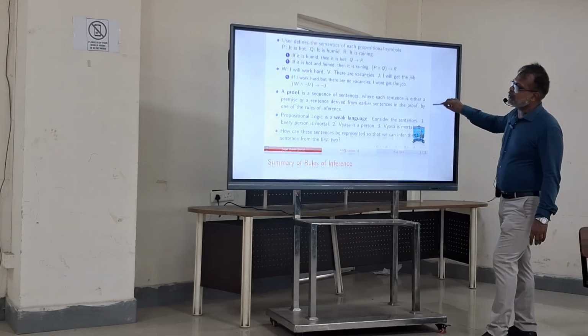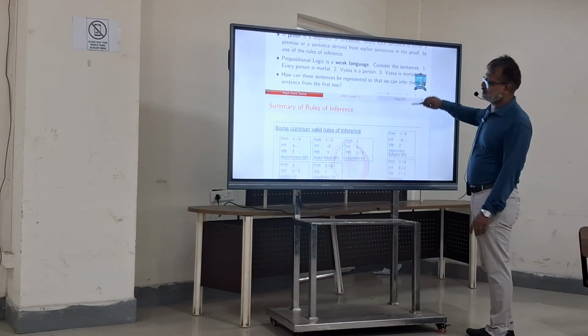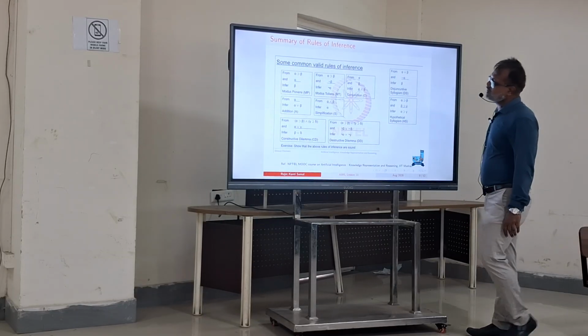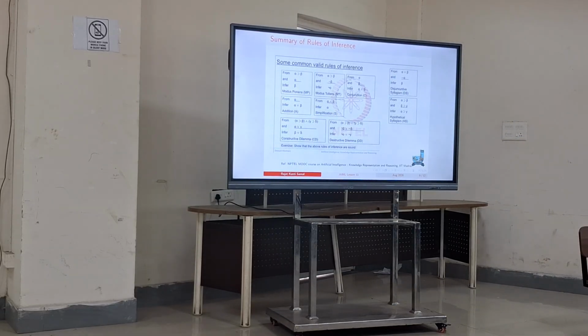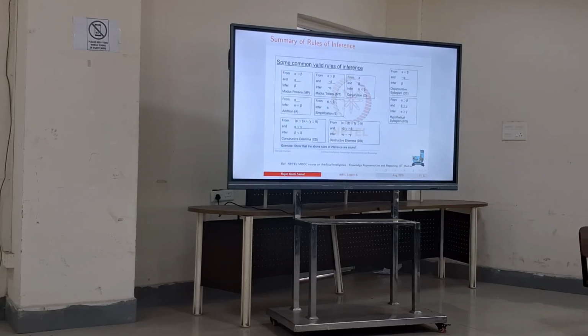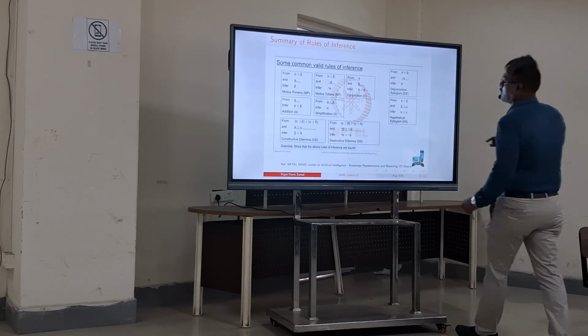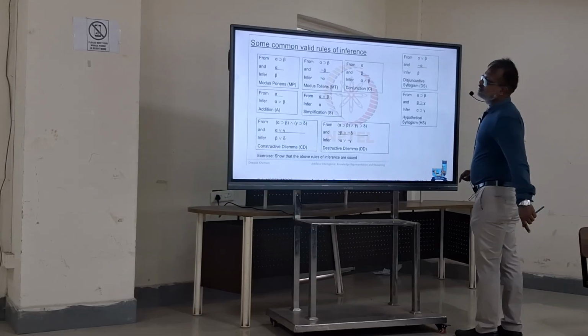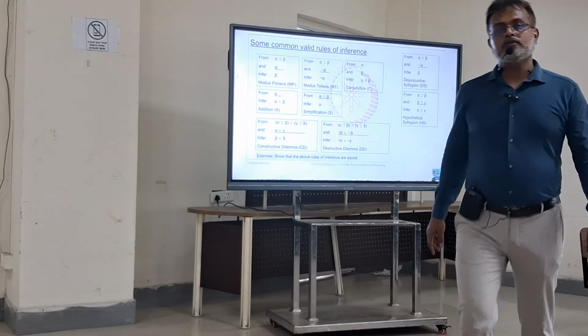Propositional logic is a weak language. Everything cannot be represented here. And this is the final slide I have taken from the IIT Madras course. Here you will see different symbols. In the book, there might be some other symbols, but you should know the meaning. All of you write down the rules. These are the same rules that we have studied. Here, instead of this implication, they are using this symbol. All of you write down the rules.